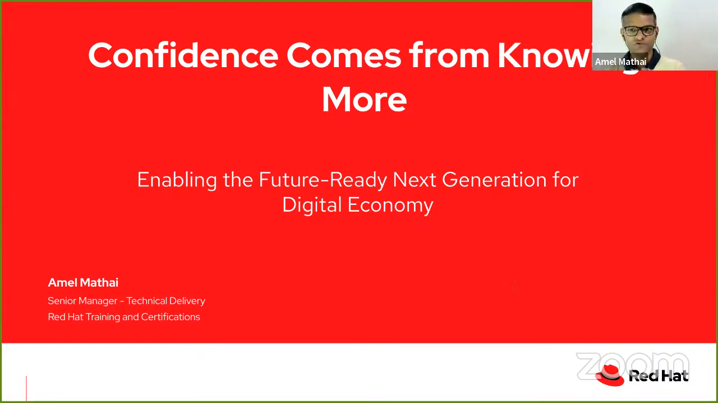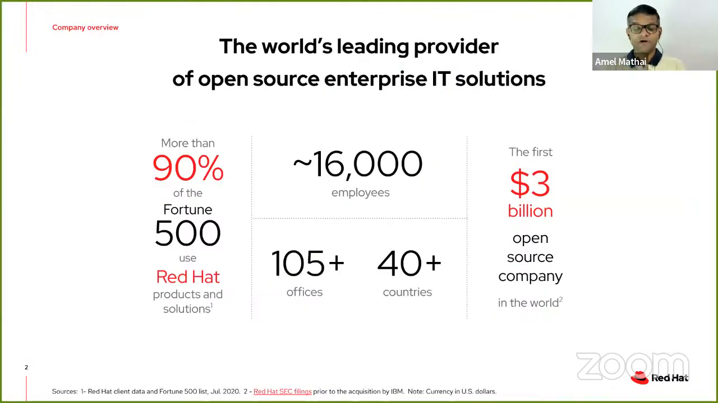So without much ado, just a bit about Red Hat. What is it that we do? Where are we? What are we? And stuff like that. So Red Hat is an IBM company, by the way. And well, we have been an IBM company for a little while now. More than 90% of the Fortune 500 companies use Red Hat products and solutions. I would definitely like to stress the fact that Red Hat is an open source company.